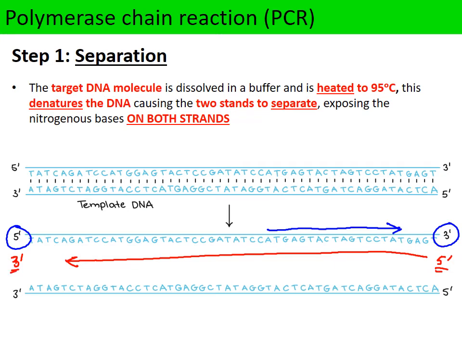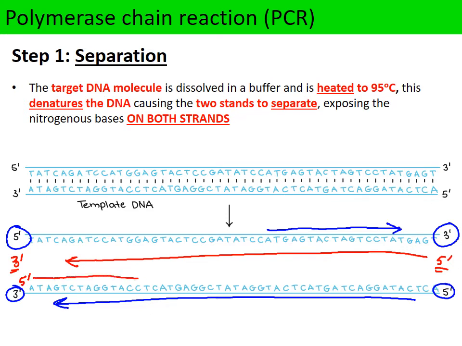Now, on the other template strand of DNA, we can see the 5' end is here and the 3' end is here. So this single strand of DNA runs in that direction. So when we build the new strand against it, the second strand is going to be in this direction, towards the 3' end.